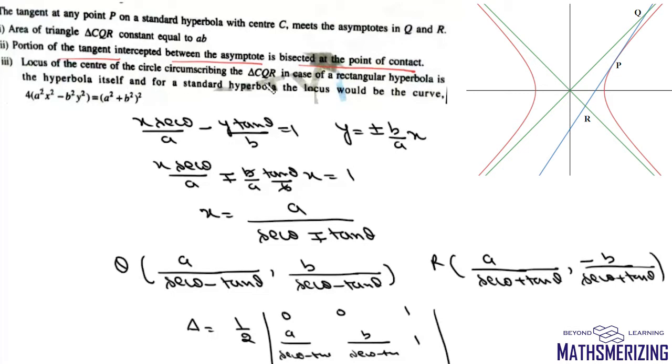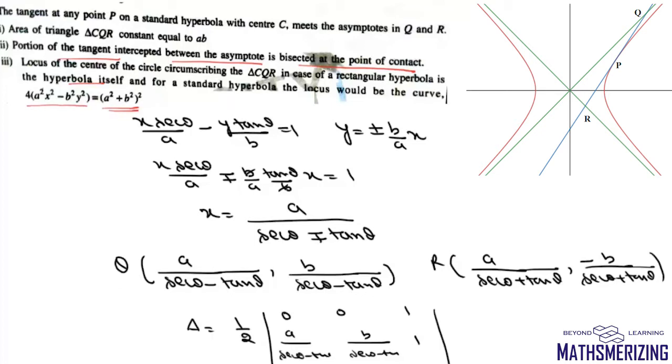Now the third result is that the locus of the center of the circle circumscribing the triangle CQR in the case of a rectangular hyperbola is the hyperbola itself. And for a standard hyperbola, the locus would be the curve 4a square x square minus b square y square, and it is equal to a square plus b square whole square.